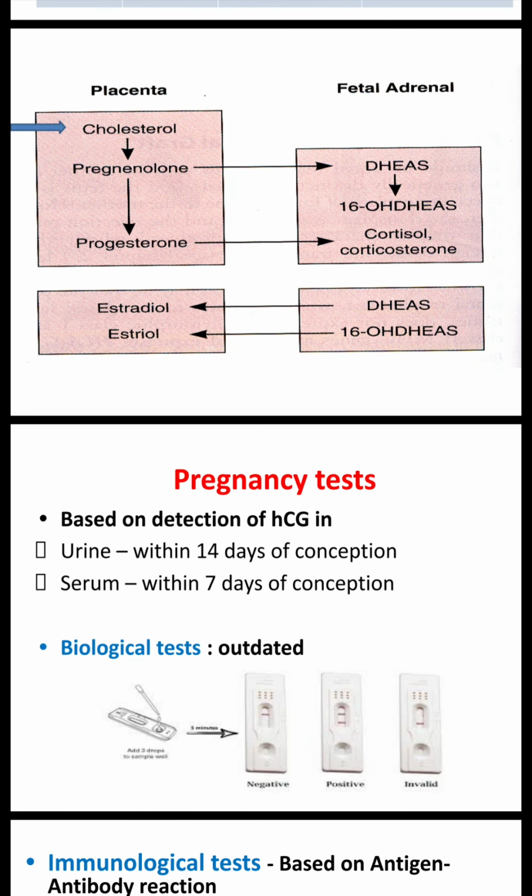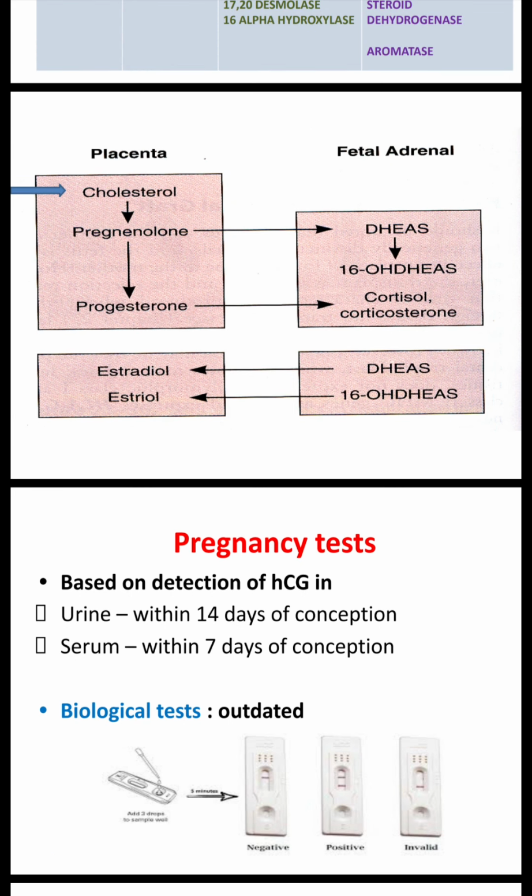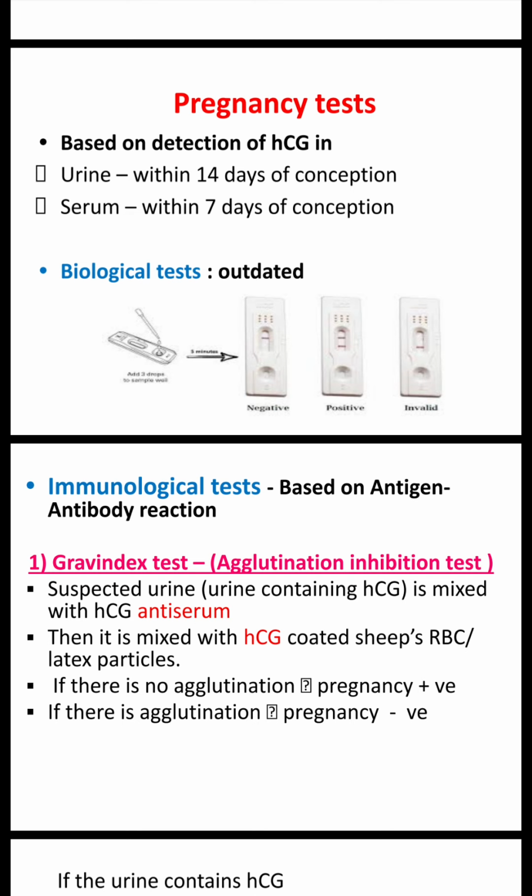Then there is something called the pregnancy test. Based on detection of HCG in urine, we can detect pregnancy within 14 days of conception. In serum, within 7 days of conception. Here you can note the biological test is outdated. Here you can see if 2 lines appear, the test is positive. In that we will have a sample well in which we add 3 drops.